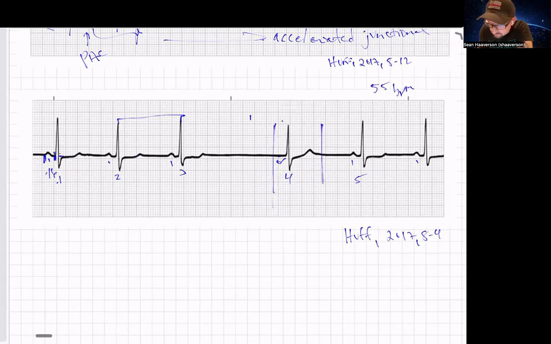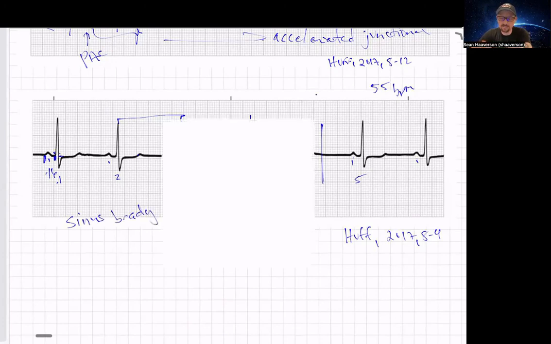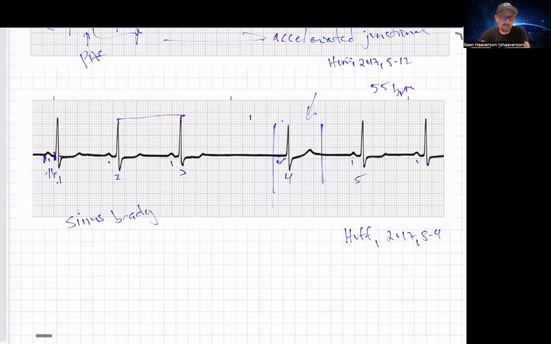And then it looks like we got our P waves back. So with this rate, we have a sinus rhythm. So this would be sinus brady. Now, if you were looking at this complex here and thinking that maybe that complex was a PJC, remember, it's not premature. It's actually happening after it should have. This is an elongated pause, a little bit longer than we would expect. And so this is actually going to be a junctional escape.